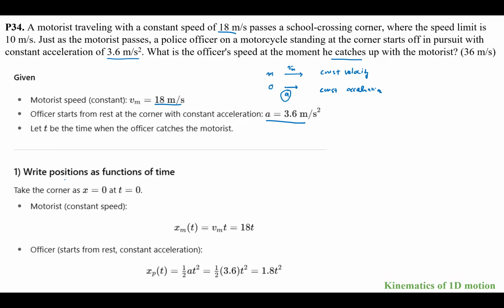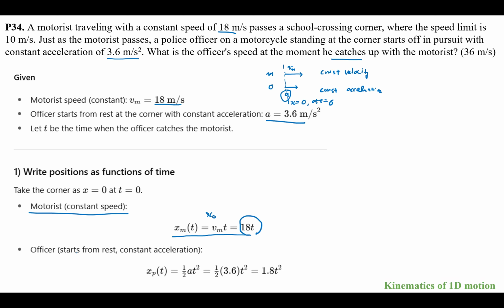So write the position as a function of time. For the motorist, it is constant speed, so that x_M(t) is given by this one. Here we have assumed that at the signpost, we set x equal to 0 at t equal to 0, so that it doesn't have x0 here. So the motorist's position is given by constant speed times t.